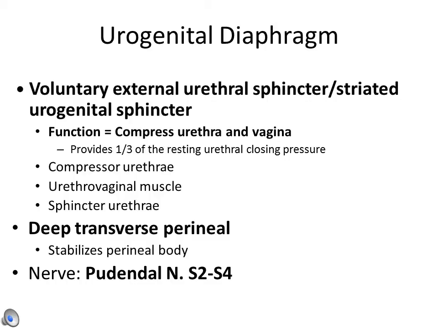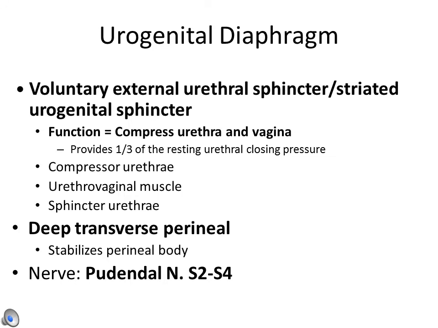The urogenital diaphragm consists of the voluntary external urethral sphincter, also known as the striated urogenital sphincter muscle, and the deep transverse perineal muscle. Both of these muscles are innervated by the pudendal nerve, which has contribution from the sacral nerves S2 through S4.